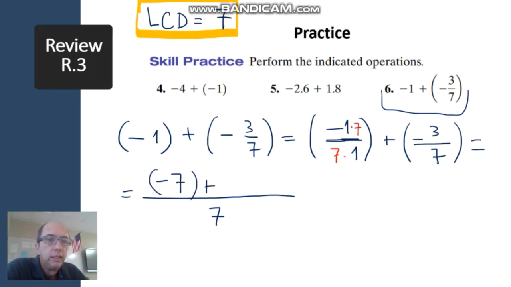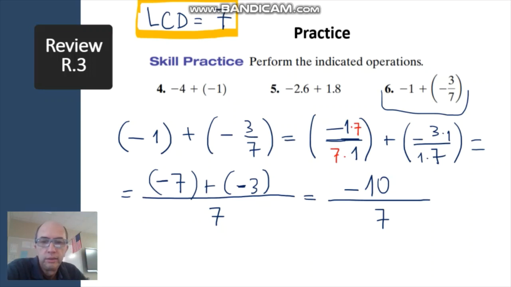plus, and we don't need to multiply anything here, it's times 1, right? Negative 3. Perfect. Now they have the same sign. We add 7 plus 3, 10. We keep the sign negative of both, and we use the denominator, the least common denominator.